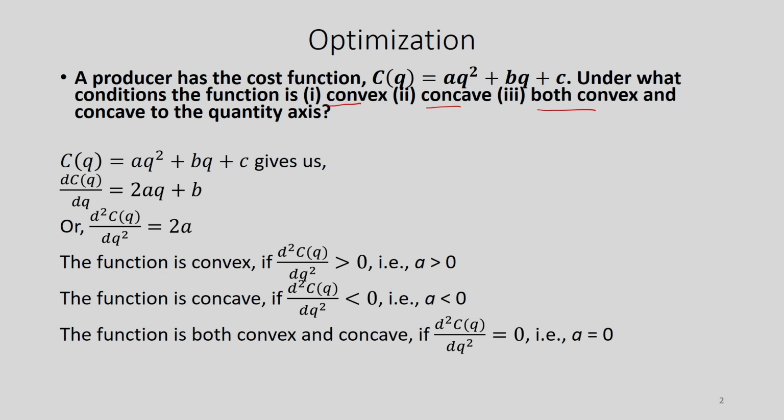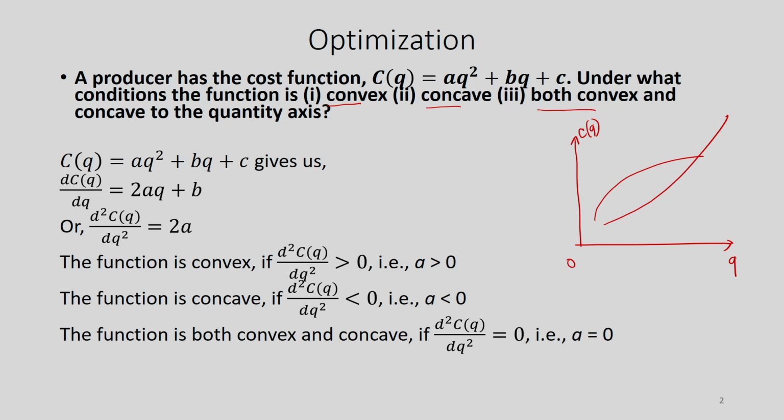Just to clarify what is meant by the quantity axis, if you recall, this is how a cost function might look. Q, that is quantity of output, is represented along the horizontal axis, and C(Q), that is cost associated with the different quantities, is represented along the vertical axis. So, this function might look like this, or it could be something like this. It might have different kinds of shapes.